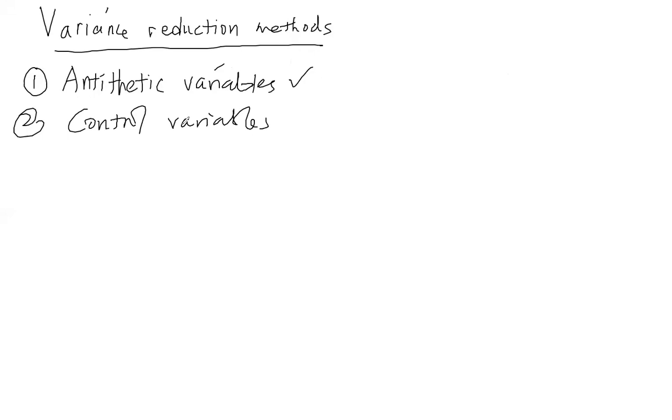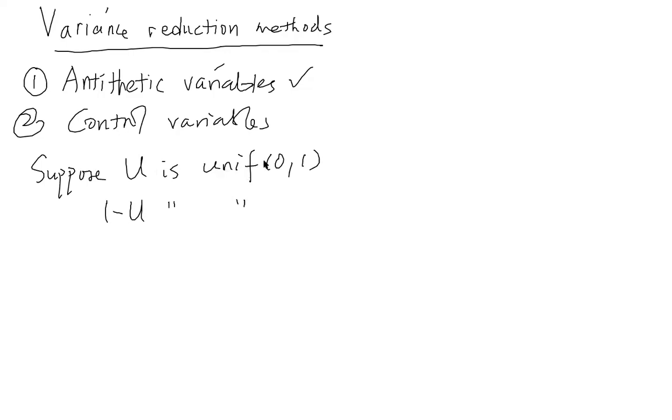So antithetic variables are like this. Suppose U is uniform 0, 1. Then its antithetic form is 1 minus U, okay? Right? And we know that 1 minus U is also uniform, right? So you have U, you have 1 minus U, they both have the same distribution, right? So even though their form is different, their distribution is the same, okay?